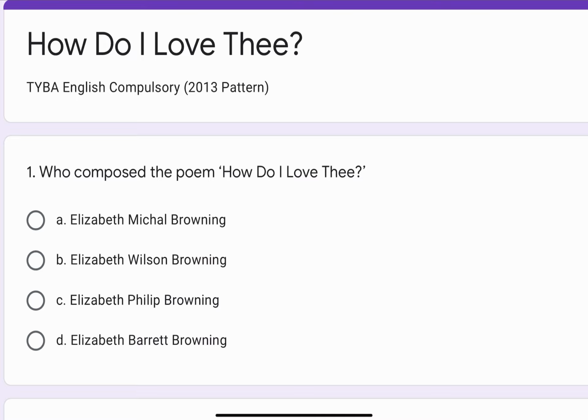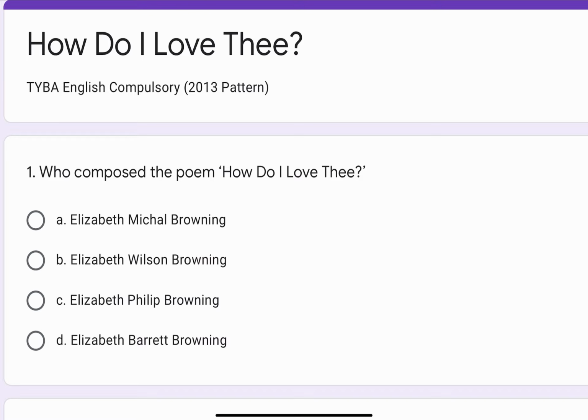Question number 1. Who composed the poem How Do I Love Thee? Options are A. Elizabeth Michael Browning, B. Elizabeth Wilson Browning, C. Elizabeth Philip Browning, or D. Elizabeth Barrett Browning. Correct option is D. Elizabeth Barrett Browning.